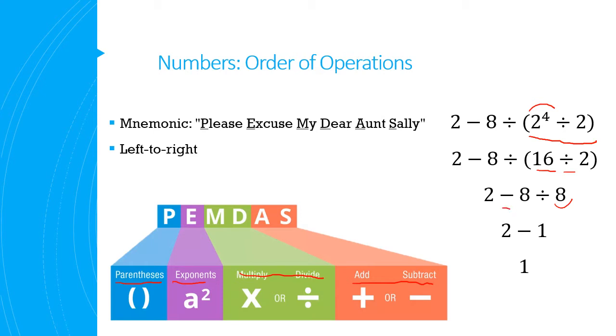Now we see two operations, subtraction and division. Division comes first, so we do 8 divided by 8, which is 1, and then we do 2 minus 1, which is 1. So that is our final answer using the correct order of operations.